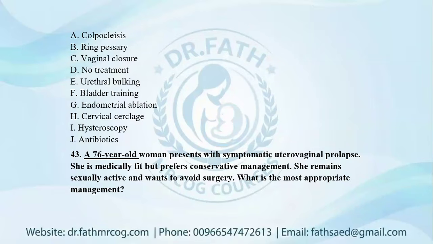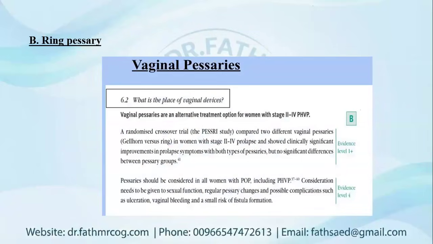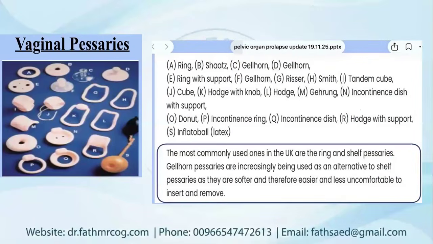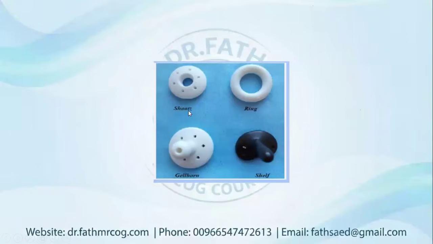Pessary. Yes, ring pessary, ma'am. Because she doesn't want surgery and she's sexually active. Vaginal pessaries are an alternative treatment option for women with stage 2 to stage 4 prolapse. All these patients, you can give them a pessary. If the patient is sexually active, you will give her the ring pessary. You cannot give the other types, so a ring pessary will be a better option for her.